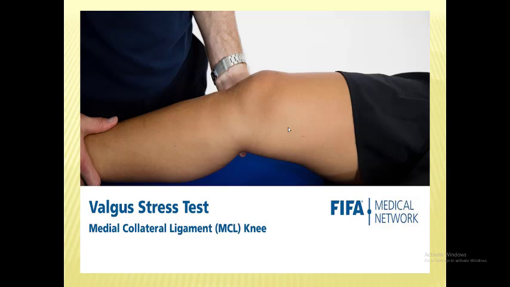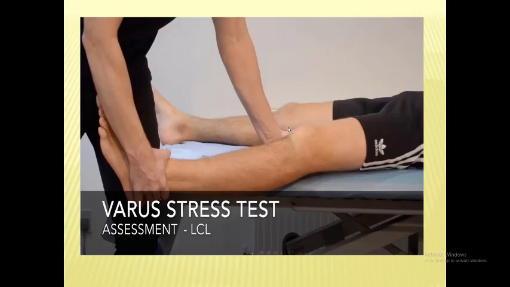of the joint line. For the lateral collateral ligament, there is the varus stress test, where the left hand of the doctor is on the medial aspect of the knee, trying to push out. And if there is a lesion in the lateral collateral ligament, there will be a slight opening in the lateral aspect of the joint line.